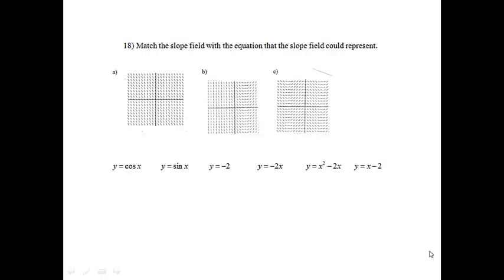Problem 18, match the slope field with the equation that the slope field could represent. All right, what I'm going to do for this one is I'm just going to kind of draw the shape that I see. I do see a line that's heading like this. On this one, I definitely see a parabola. And on this one, I'm seeing something that looks like that. So when I match a slope field with the equation, I'm just looking for the shape. So this is a line with negative slope. So I notice that y equals -2x is a line with negative slope. So this one's going to be y equals -2x.